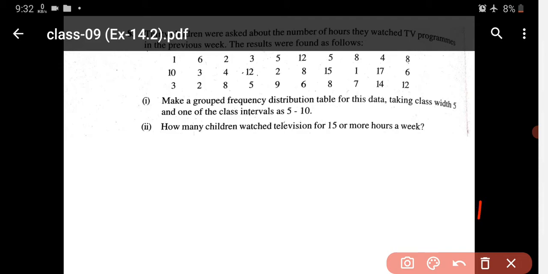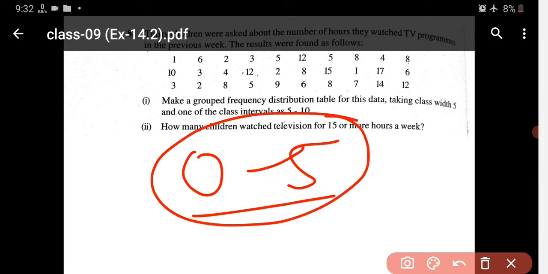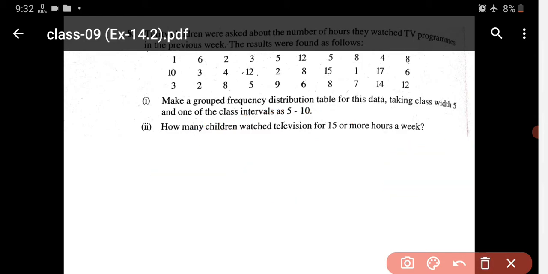Now make a group frequency distribution table for this data, taking class size 5. You have to take the interval 0 to 5, because 5 comes there, and the next class interval is 5 to 10. So what is the minimum value? It is 1. And the maximum value is what? 15, 15, 17 also. Up to 20 we have to take them.